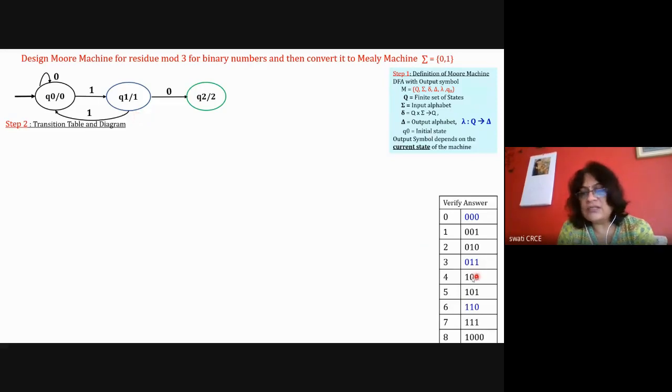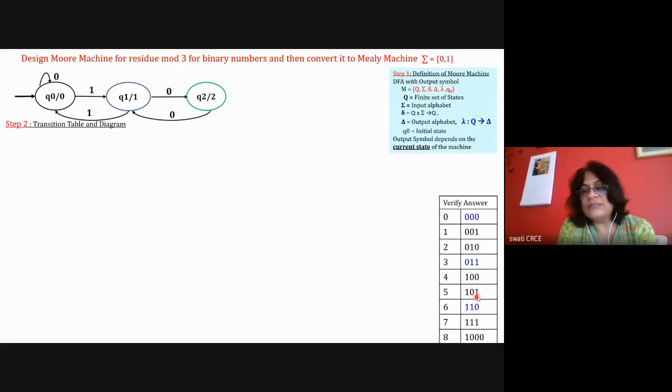Okay, so I'll check 100. So start from Q0, with 1, 0, now it is here in the state Q2. And if there is any 0, it will go back to Q1. Okay, so like this, you have to go on drawing the diagram and check whether all the transitions are drawn.